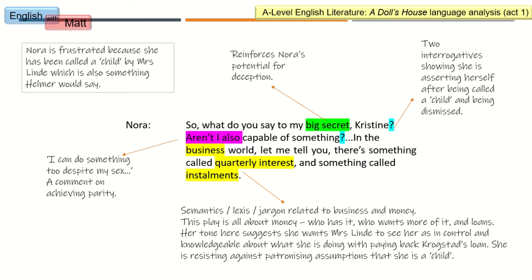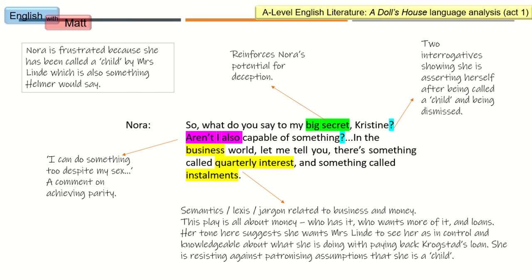So this passage here is her trying to reinforce her potential for deception through using that phrase, "big secret." And that secret, of course, is taking out the loan from Krogstad at a time when women were not supposed to have much financial control at all. This was a time when men handled all the money, and also a time of coverture, which means that any money a woman made, she had to turn over to her husband.